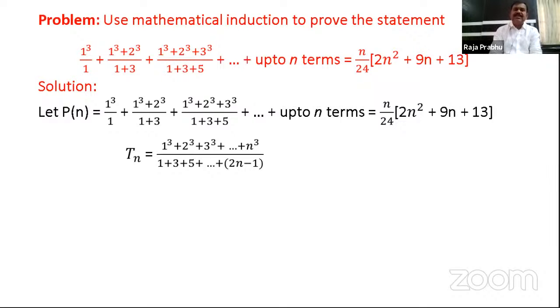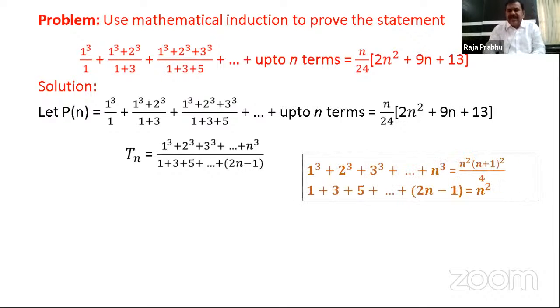Therefore, the nth term of the series, I mean the nth term of the statement, is given as 1 cube plus 2 cube plus 3 cube and so on up to n cube, whole divided by 1 plus 3 plus 5 plus and so on like this up to the nth term, that is 2n minus 1. Okay, children, now you have some specific formulae for them. You can recall, you have to remember them. What are they? 1 cube plus 2 cube plus 3 cube and so on up to n cube.